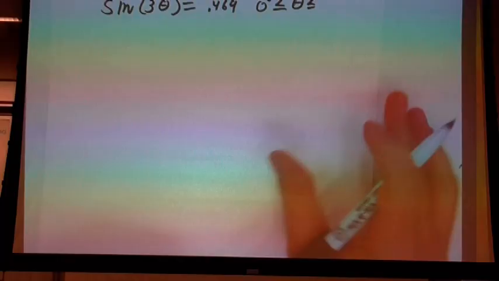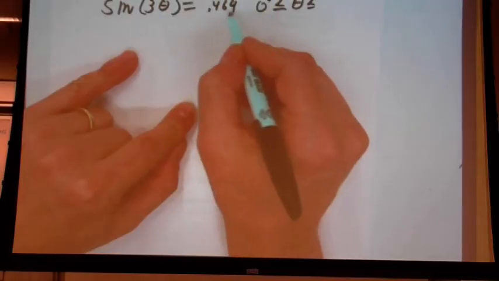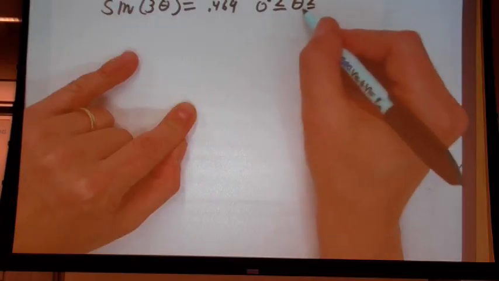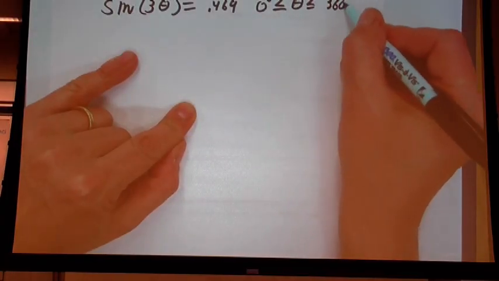Now we have to do a hard problem. Okay. So now we have an equation here. Sine of 3 theta equals 0.469. And we want all the solutions between 0 and 360 degrees.